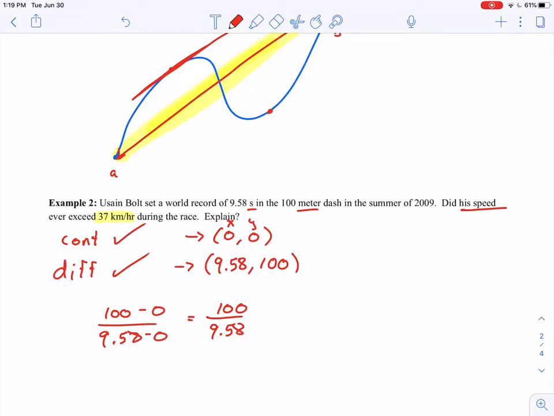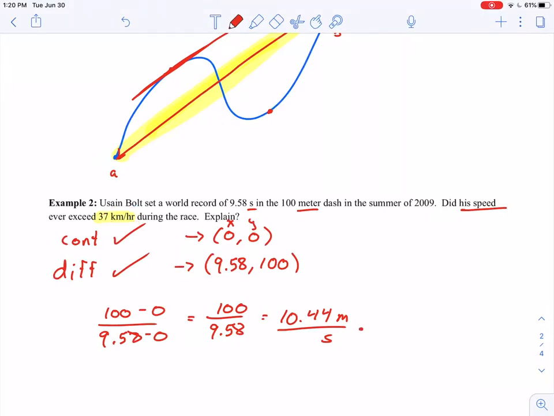100 meters per 9.58 seconds. He traveled about 10.44 meters per second. And I just need to quickly convert this to kilometers per hour.